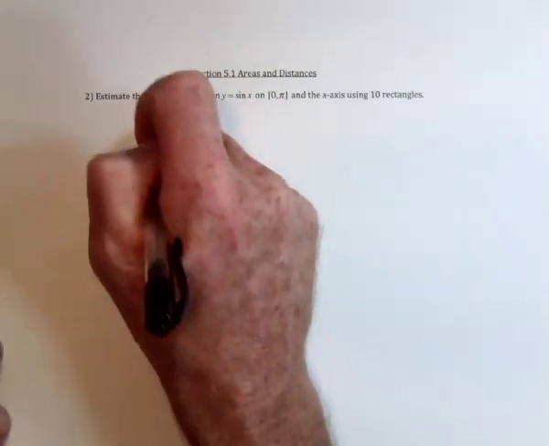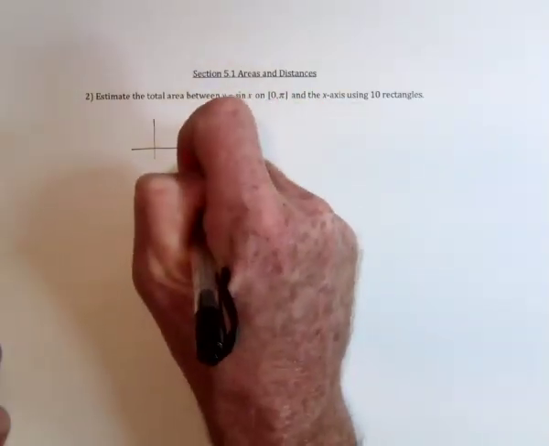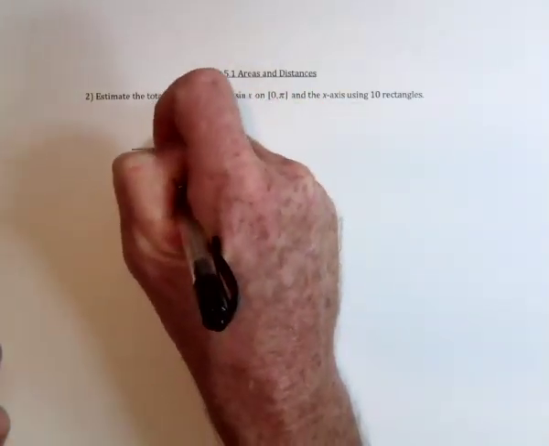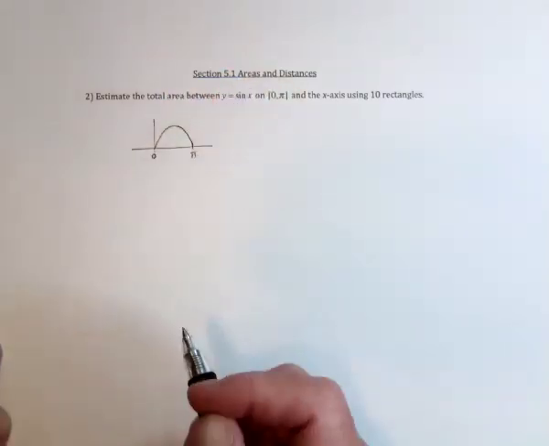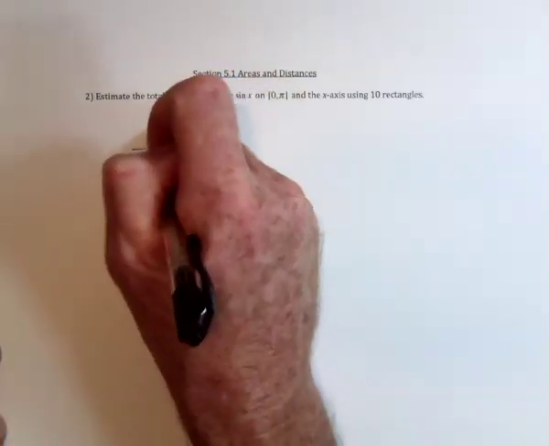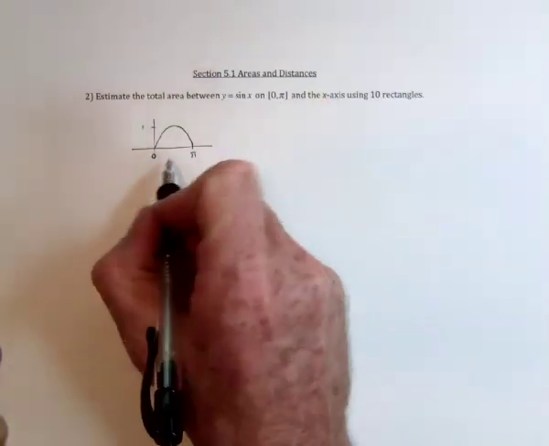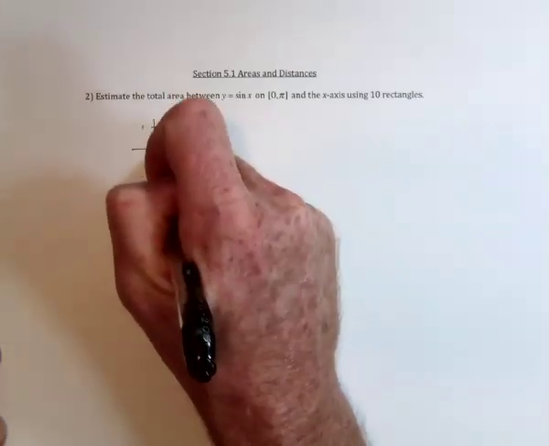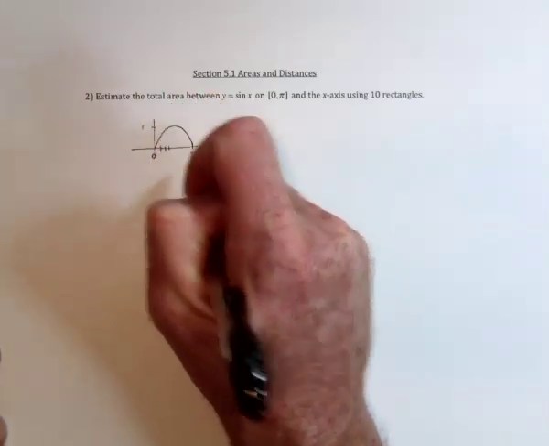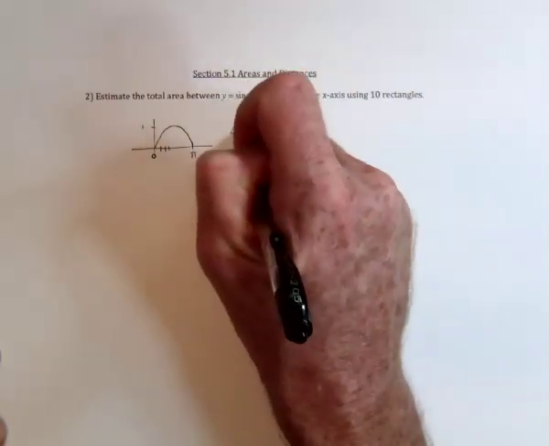So now we've got, from 0 to pi, the sine function that looks like this, and we're supposed to estimate the area using 10 rectangles. So the first thing to do is take this interval from 0 to pi and divide it into 10 pieces, etc. And then, what's the width of each one?